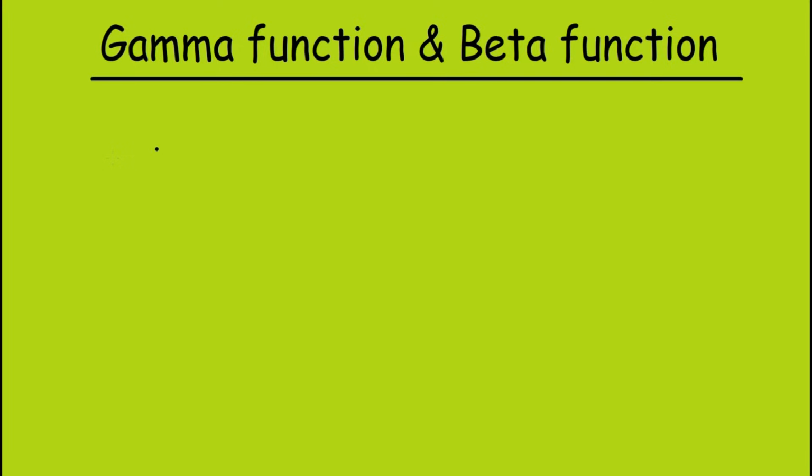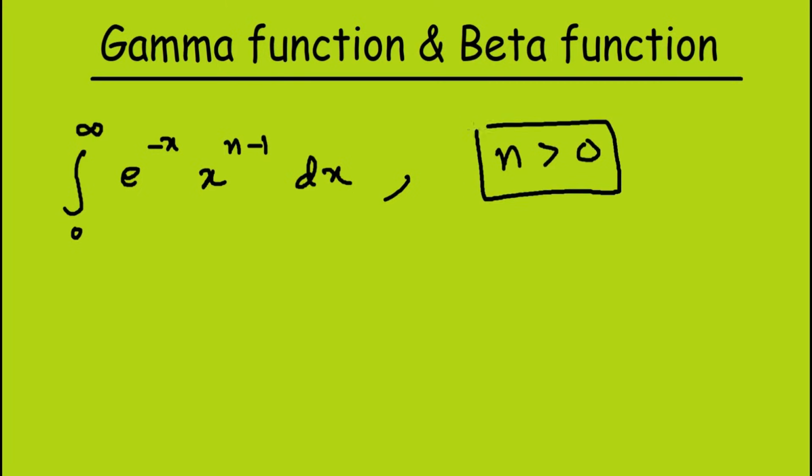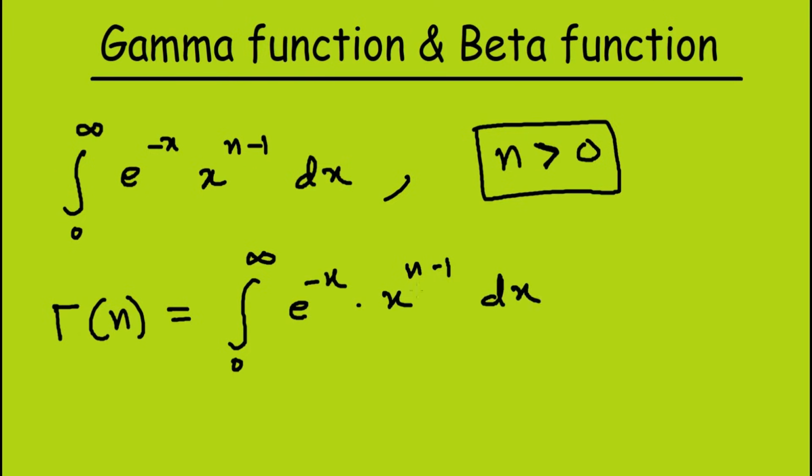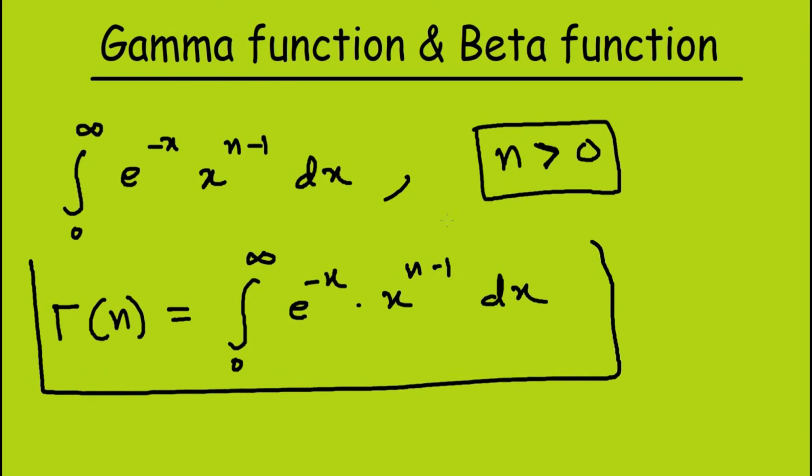In this short video we will discuss the gamma function and the beta function. So this improper integral, 0 to infinity e to the power minus x, x to the power n minus 1 dx, is convergent for n greater than 0, and hence this is what is the gamma function. It is denoted by gamma n. So gamma n is nothing but the integral from 0 to infinity e to the power minus x times x to the power n minus 1 dx. This is known as the gamma function.